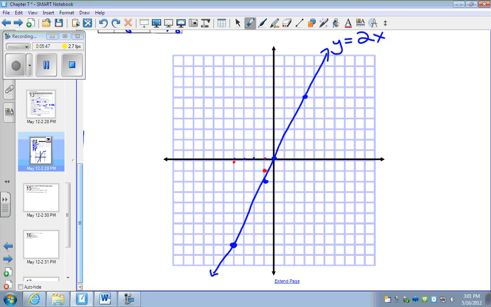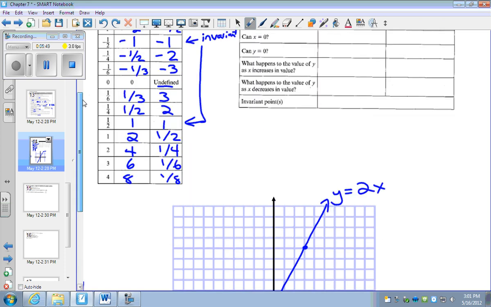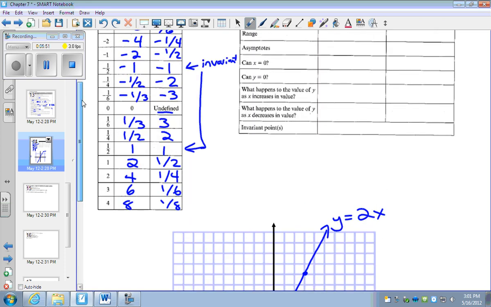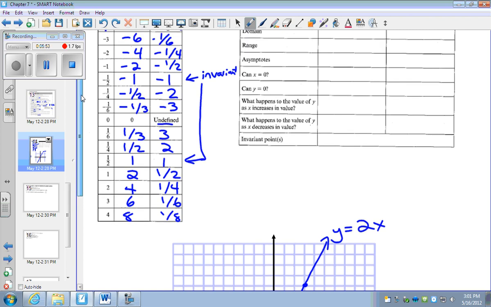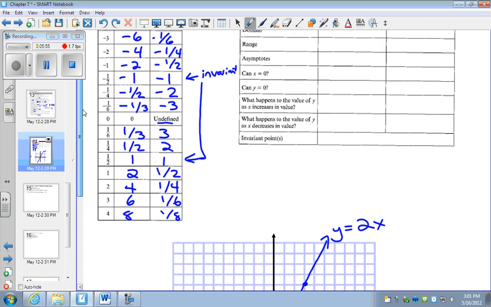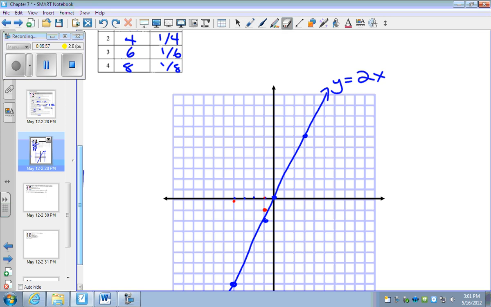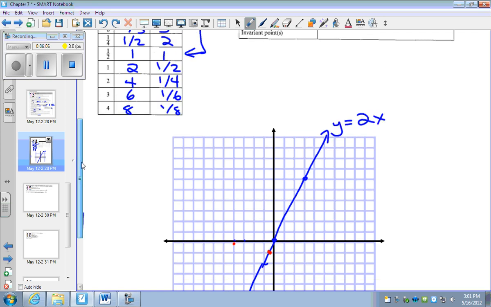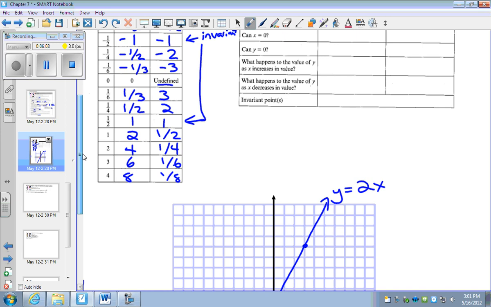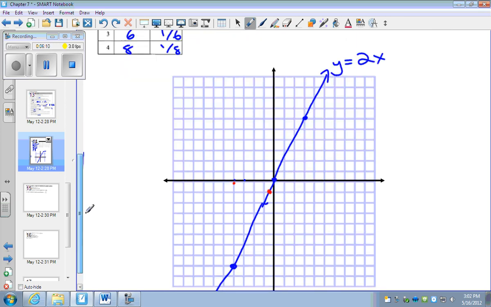And that is right there. Sorry, rather at -1/2, we get -1. That's why that didn't make sense. At -1/2, we get -1, and that's that point right there. Notice it's also on the graph. At 1/2, we get 1.